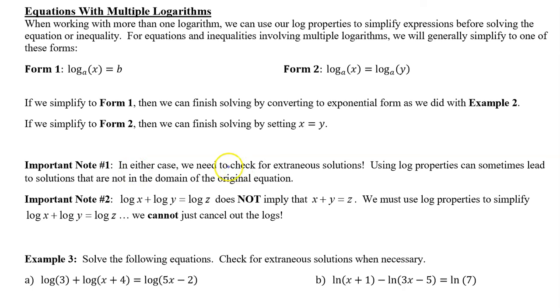So here's 2 important notes. Number 1, we have to be careful to check for extraneous solutions. Sometimes log properties can lead to some solutions that are not actually in the domain of the original problem. For example, you cannot take the logarithm of 0 or any negative number. So you have to make sure we're not getting any zeros or negative numbers on the inside here. Also, notice that the log of x plus the log of y equals the log of z does not simplify down to x plus y equals z. You have to use log properties to simplify this down and solve.